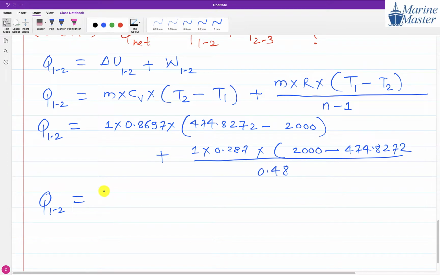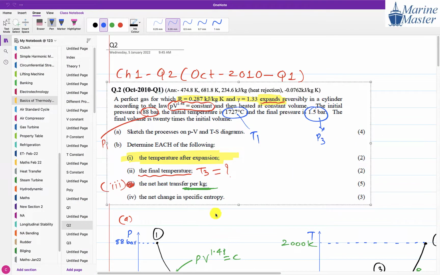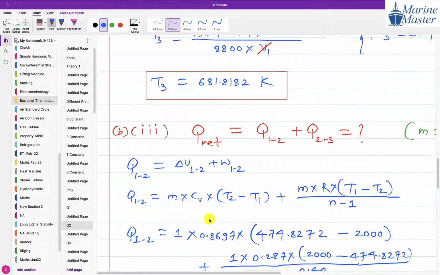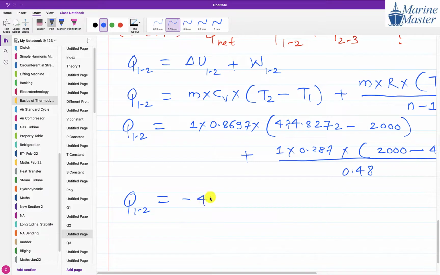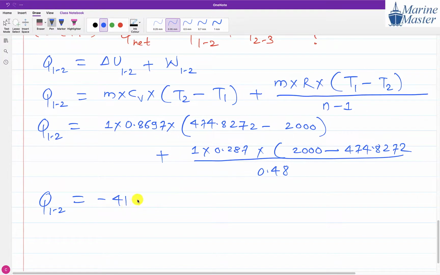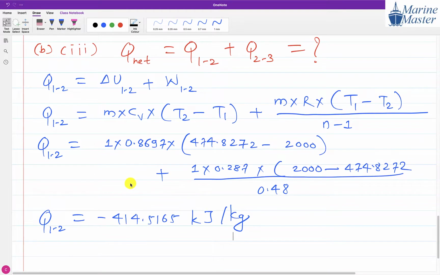How much value are we getting? Minus 888.718? Check it once again. Let me check my previous value. You are right, sir. Minus 414.5165, unit kilojoule per kg. So we got the value of Q1 to 2.